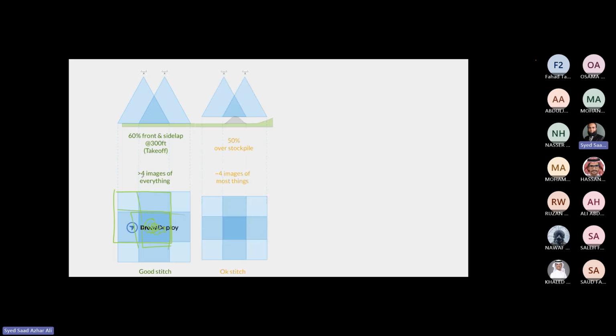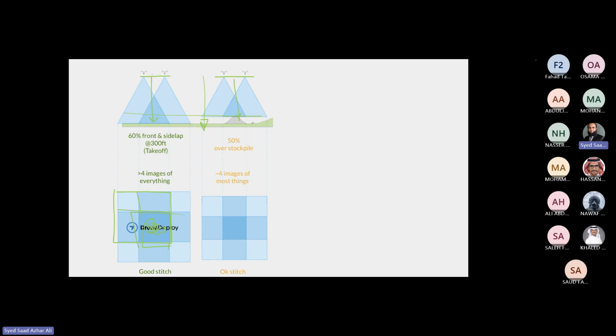All right. However, if we have a 50% overlap, let me say from the other side, it will have almost four images of most of the things. But this happened at the same altitude. Nothing changed. Altitude is same. But there is something elevated here, and this elevation actually reduced the distance. I shouldn't have made this line. This distance is more than this distance.